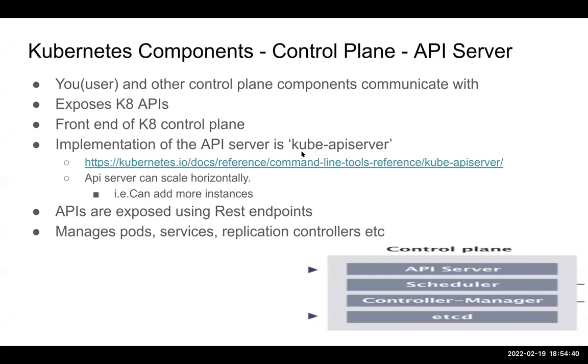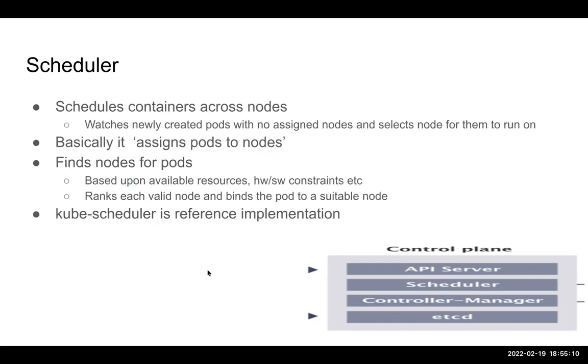I recommend that you go through this. If you search for Kube API server on Google, I think this is the first or second link which comes up anyway. So go to this link, it has a lot of details. We will not be covering all those details here, but just to give an idea, this is the responsibility of the API server. Now, the APIs are exposed using REST endpoints. So ultimately it's a REST endpoint only. It manages pods, services, replication controllers, etc. And we'll discuss each of these in detail in coming sessions.